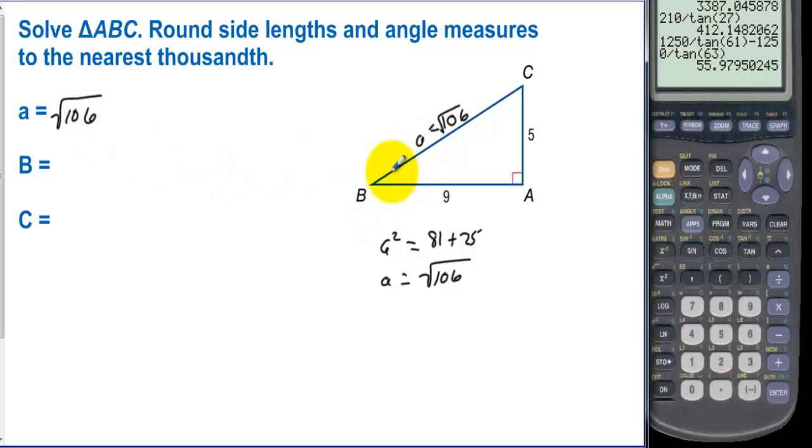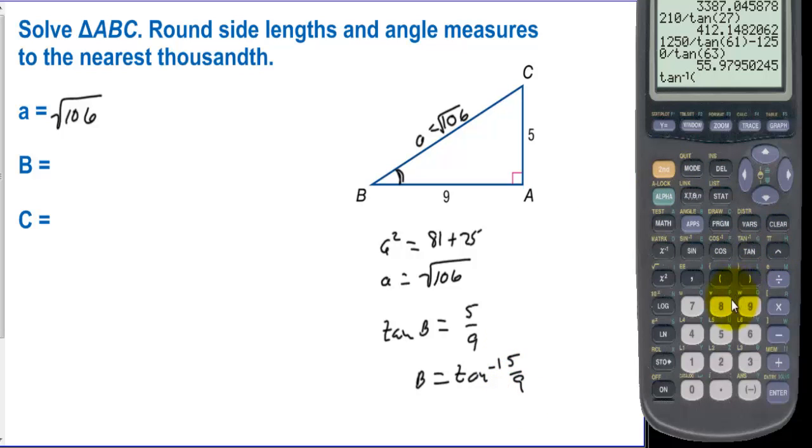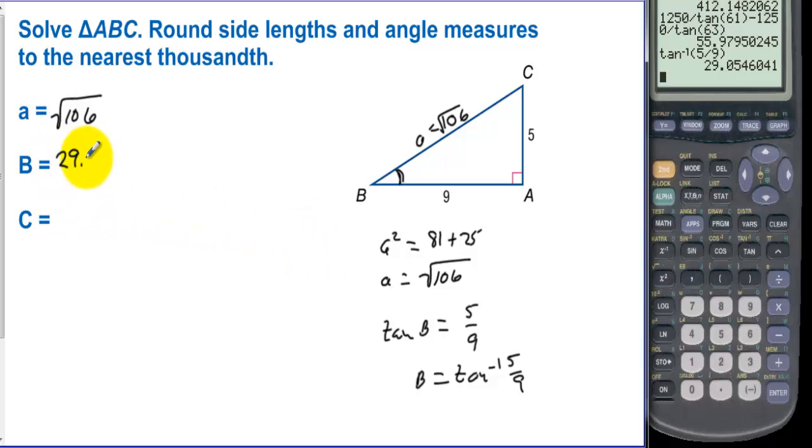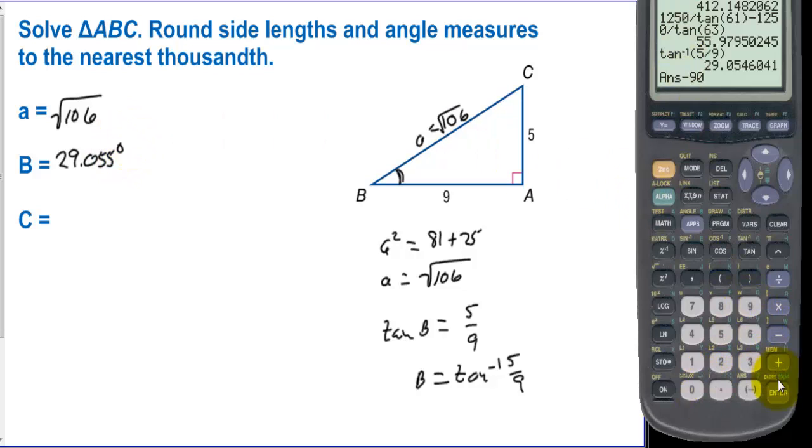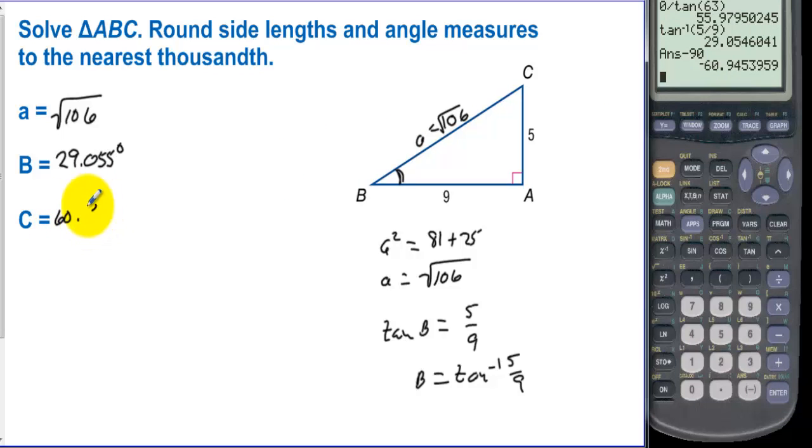Now we need to find angle B. We need to find this angle right here, and we can say that the tangent of angle B is equal to 5 divided by 9. B is equal to the inverse tangent of 5/9. So let's find the inverse tangent of 5/9. That's equal to 29.055 degrees, and then we can just subtract that from 90. And I know this is going to be negative, but we'll just say that it's 60.945. So 60.945 degrees, that is angle C.